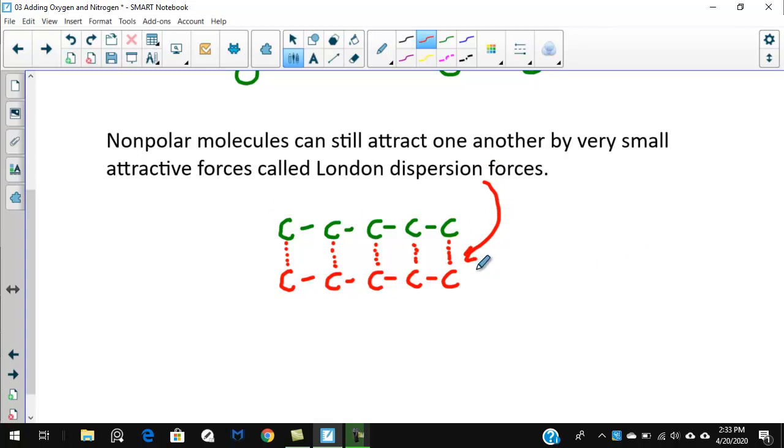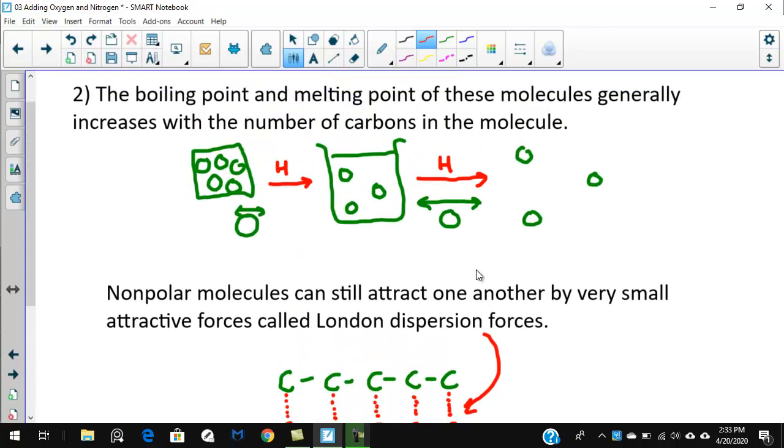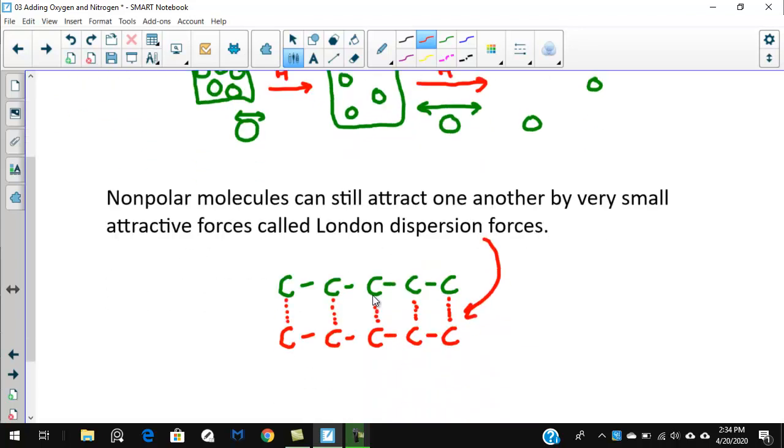So the only thing affecting the melting point and boiling point of things that are non-polar is how many carbon atoms there are. The more carbon atoms there are, the more the boiling point and the melting point will go up. The more C's that we put on the ends of our molecules, the more chances there are for these molecules to attract one another with these little dispersion forces and to hold on to each other. And the better they can hold on to each other, the more heat energy it takes to break them.